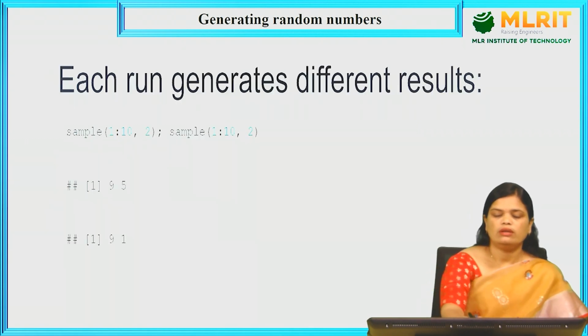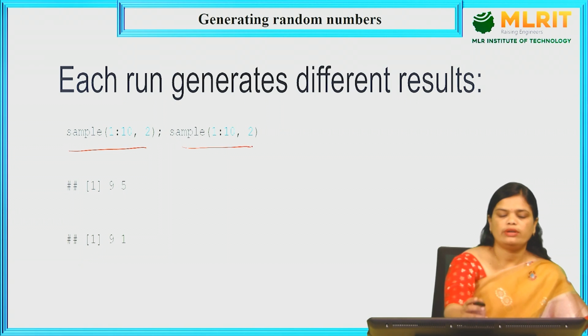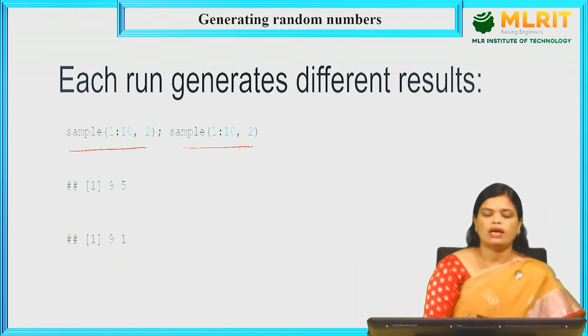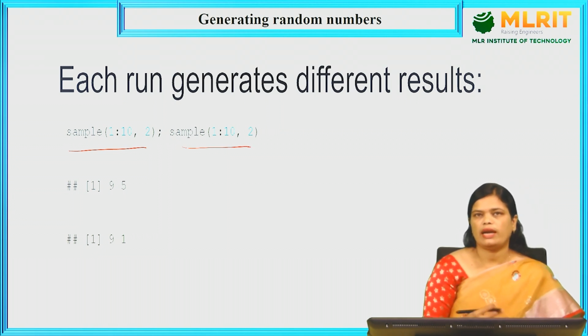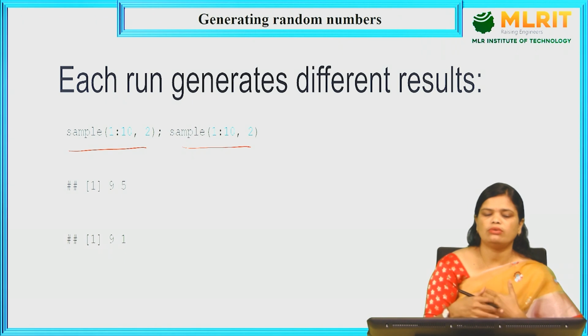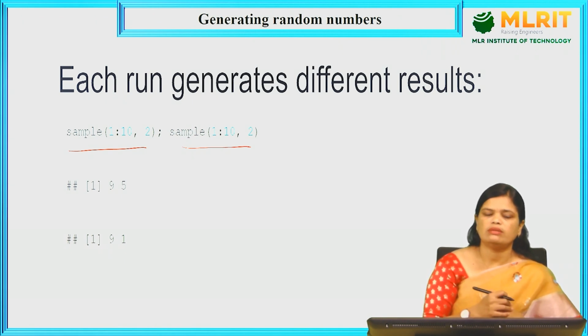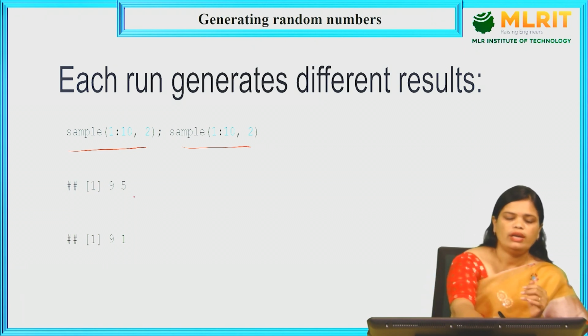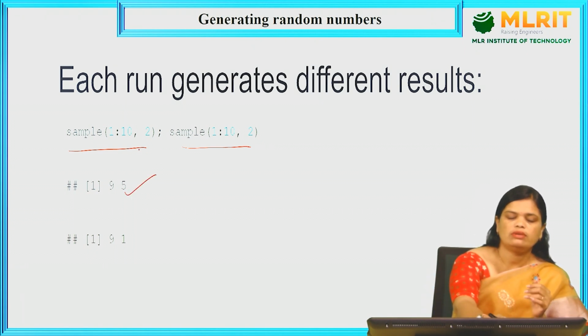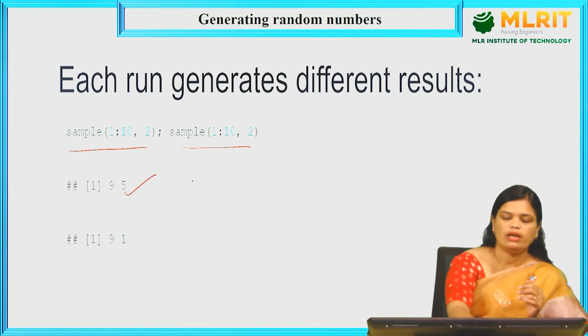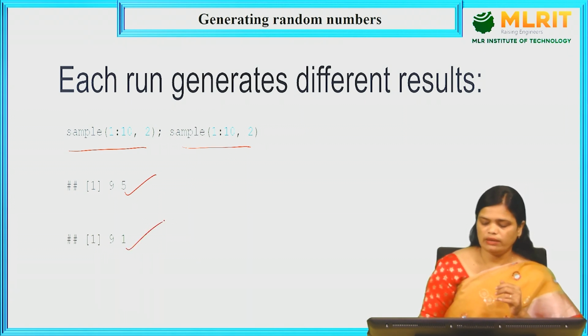Look here, I will run the same code two times. As the sample function generates random numbers, whenever you execute this function multiple times, different random numbers will be created in the range of 1 to 10. In the first run I got the values 9 and 5. For the second run I got 9 and 1.